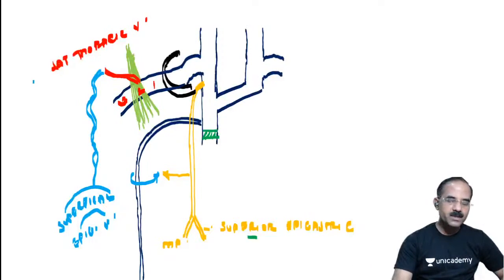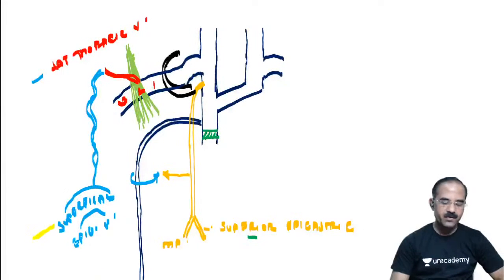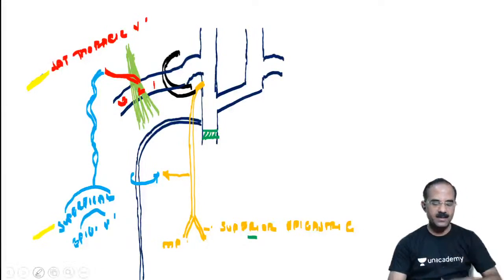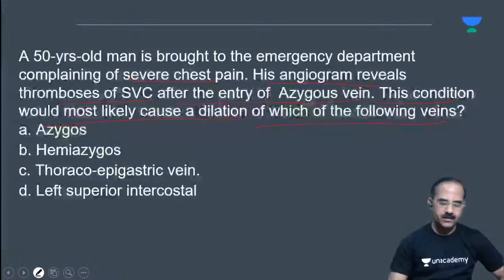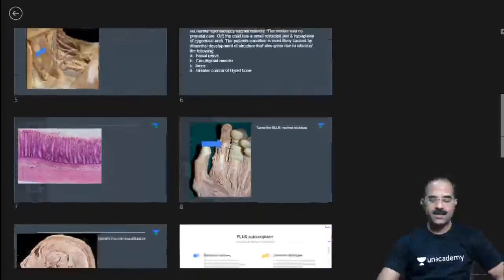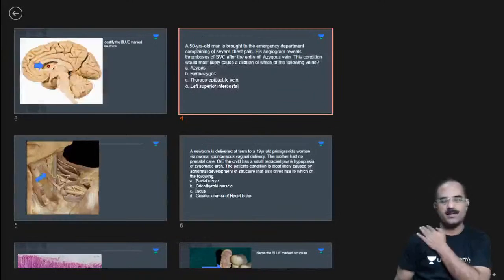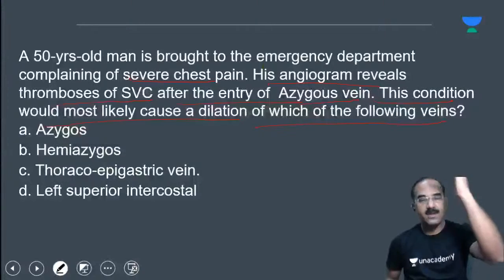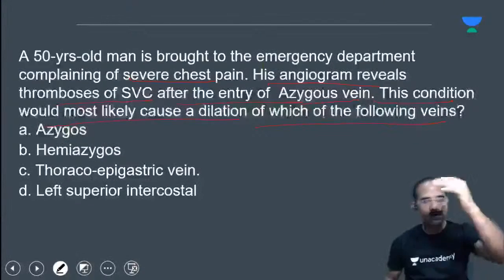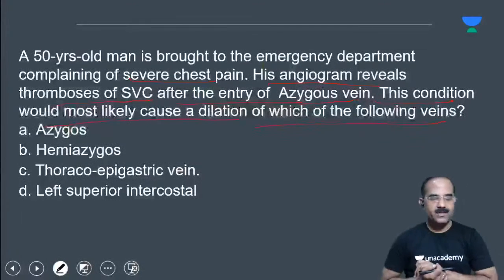Which vein of the upper limb is that? Lateral thoracic. But which vein of the lower limb is that? The superficial epigastric. The lateral thoracic to the superficial epigastric. If you join these two, you get the name of the vein. The vein which connects the lateral thoracic vein to the superficial epigastric vein is the thoracoepigastric vein.